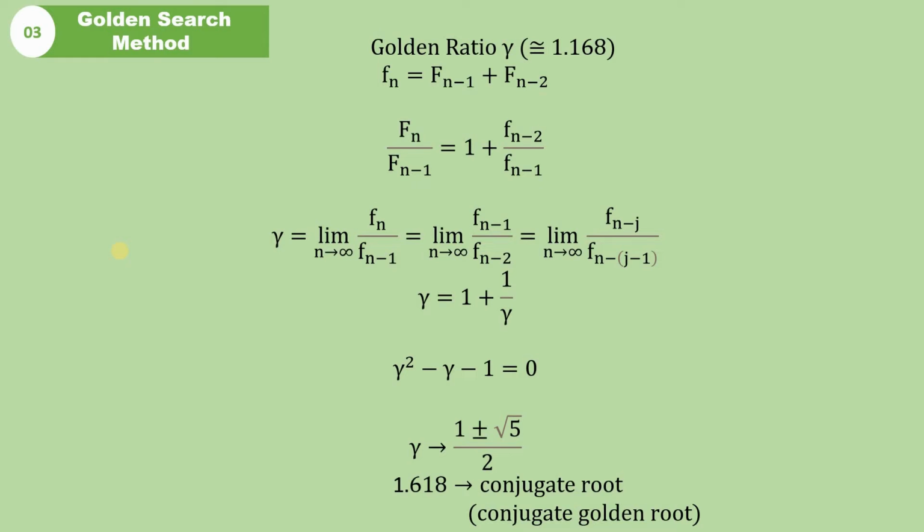That is nothing but gamma equals 1 plus 1 upon gamma, which gives gamma squared minus gamma minus 1 equals 0, a polynomial of degree 2. That means it will give 2 roots. The roots are 1 plus or minus root 5 by 2. If we consider only the positive root, we get the value similar to 0.618.